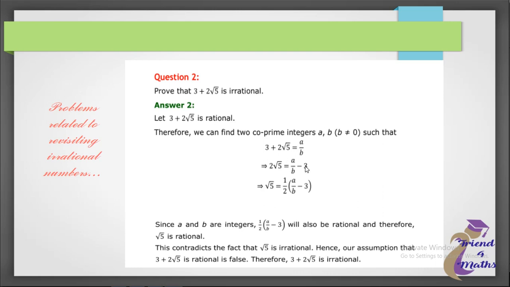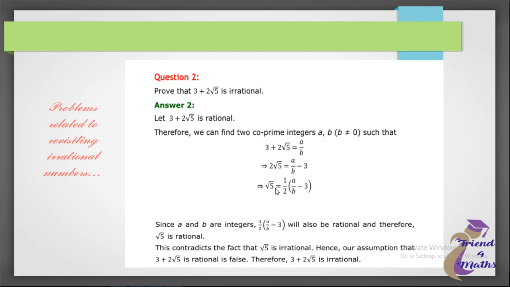Taking this 3 to this side we get 2 root 5 equal to a by b minus 3, and again taking 2 to this side we get root 5 is equal to 1 by 2 into a by b minus 3. We know that 1, 2, a, b and 3 are integers, and this will definitely be a rational number. If this is a rational number, this root 5 will also be a rational number because they are equal to each other in this result.